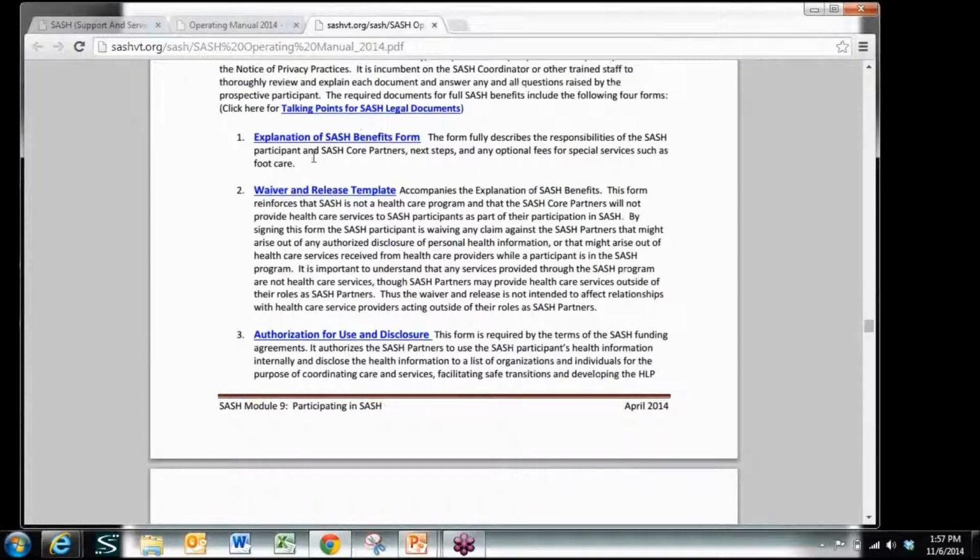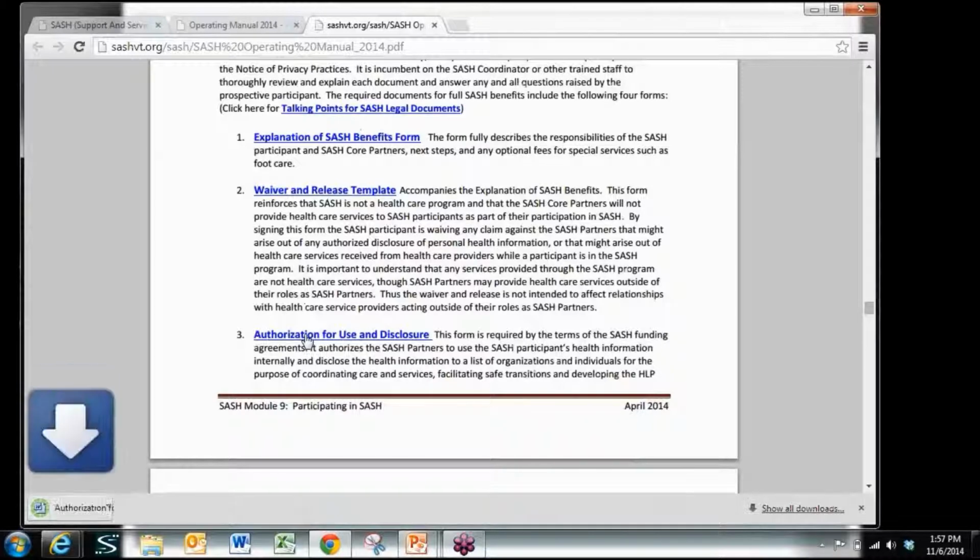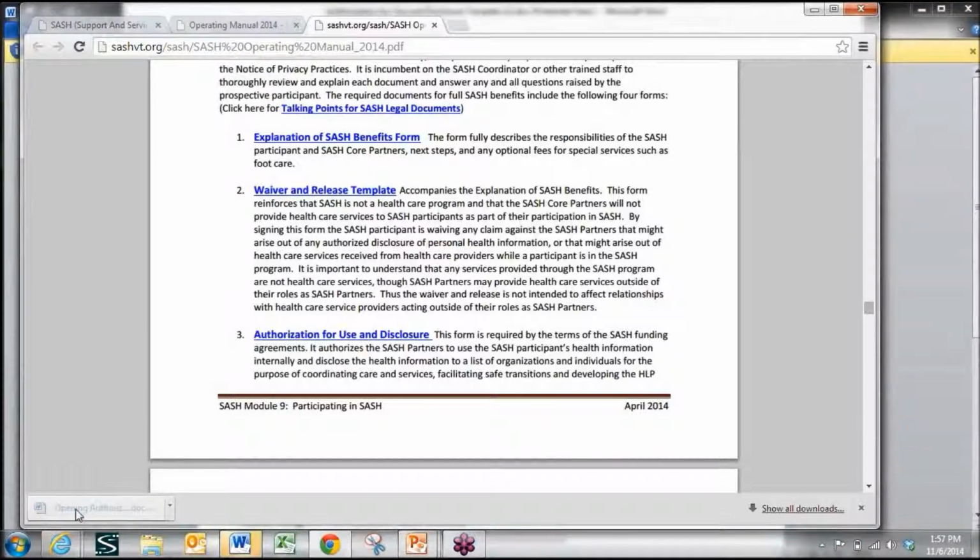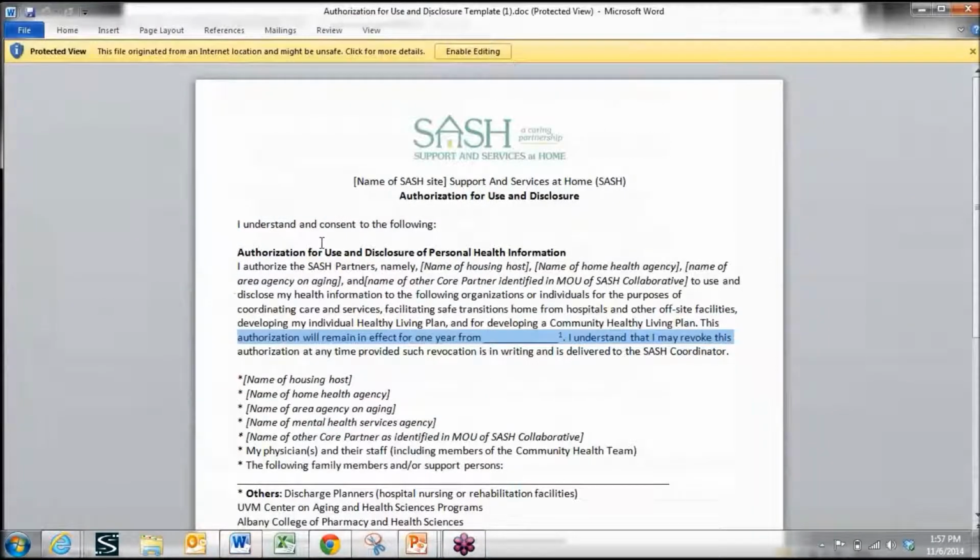Next one I want to go to is the authorization for use and disclosure. I'm going a little bit out of order, but that's okay. I find this is the best order to go in when you're signing people up. Okay, so I clicked on that. It downloaded as a Word document. Now I just need to go find it. Here it is. Okay, so this is the authorization for use and disclosure.